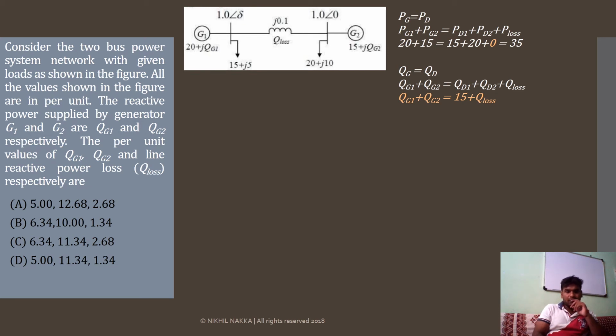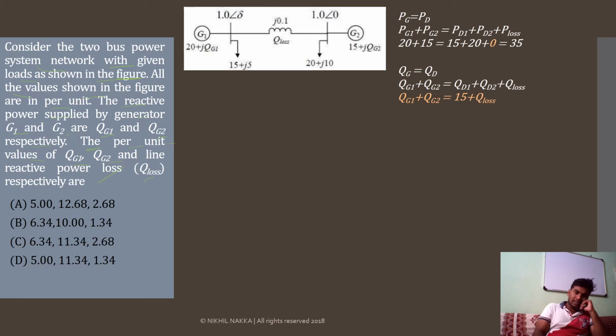Consider a two-bus power system network with given loads as shown in the figure. All the values shown in the figure are in per unit. The reactive power supplied by the generators G1 and G2 are QG1 and QG2 respectively. The per unit values of QG1, QG2 and line reactive power Q loss respectively are. So let us understand this given problem.